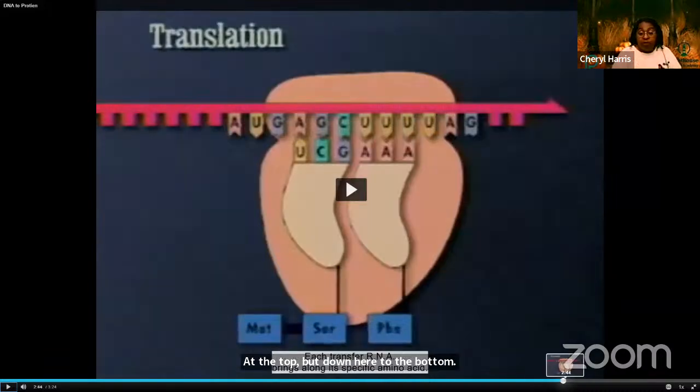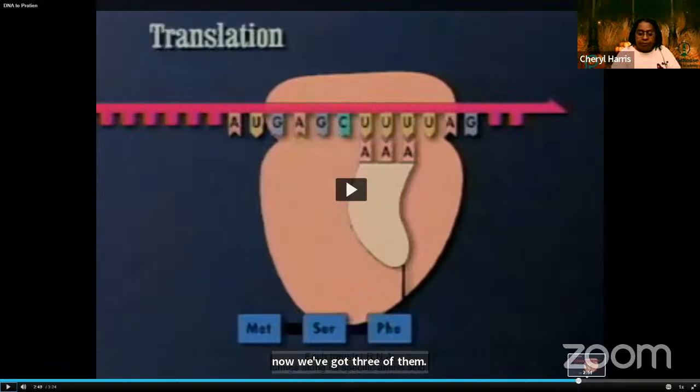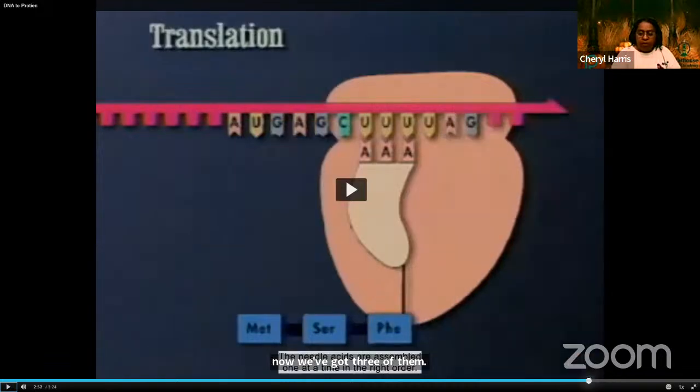Okay, the other thing you needed to notice: every time another set of 3 is read, you're adding another amino acid. So now we've got 3 of them linked together. And when they finish, when it gets to the end of the line, there is a stop. It tells it when to stop making that protein. Don't go get any more amino acids. We're going to stop here. That's the protein that we're trying to make is already made.